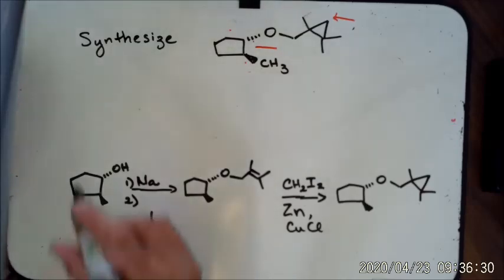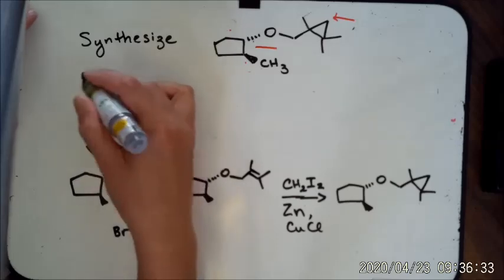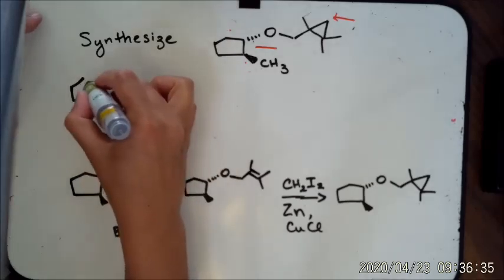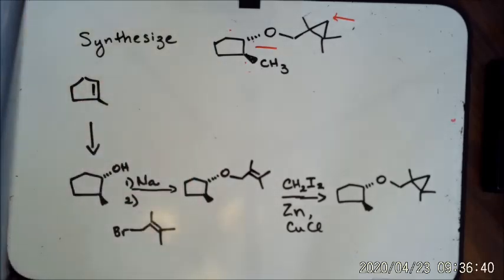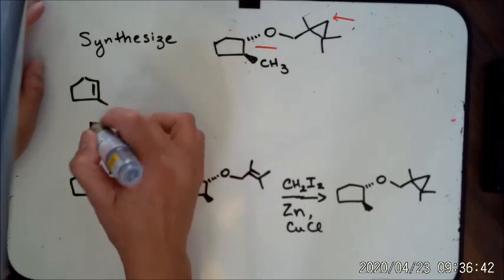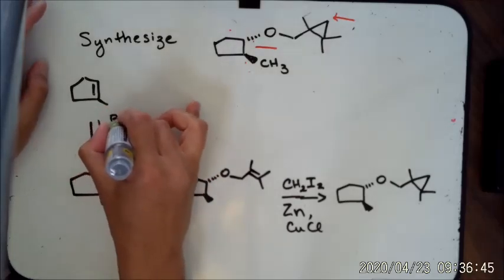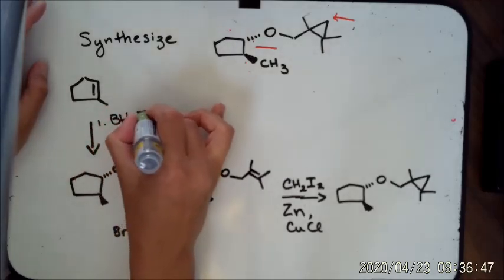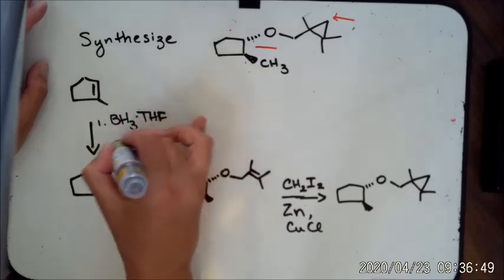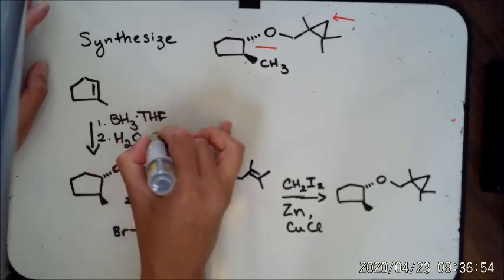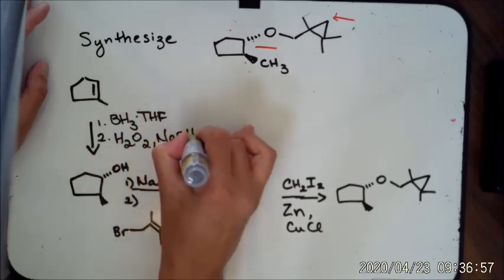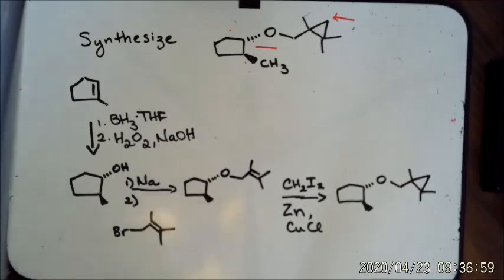Okay, so let's go here. This alcohol is formed from a 1-methylcyclopentene if I do my hydroboration, oxidation. Okay, and here is compound B.